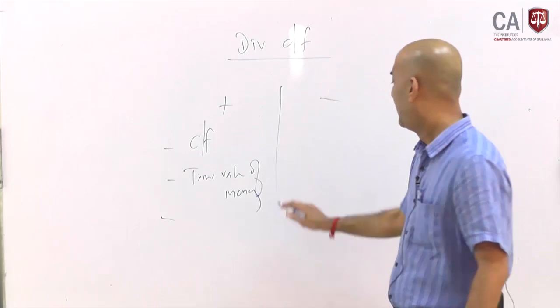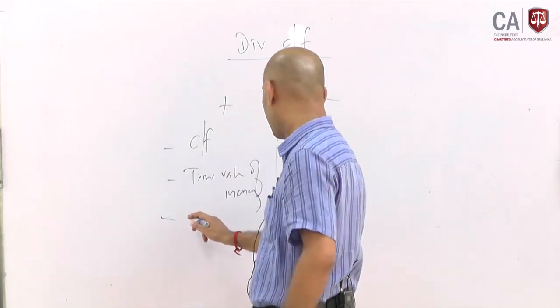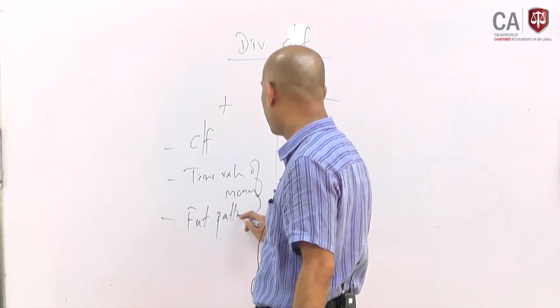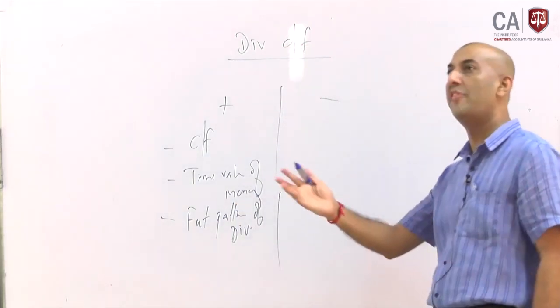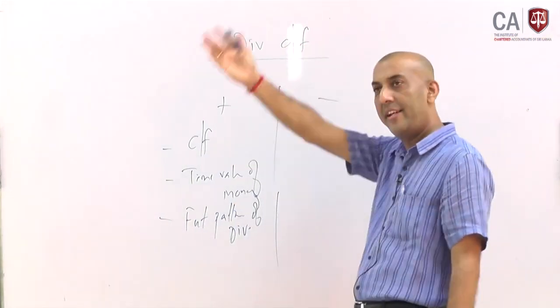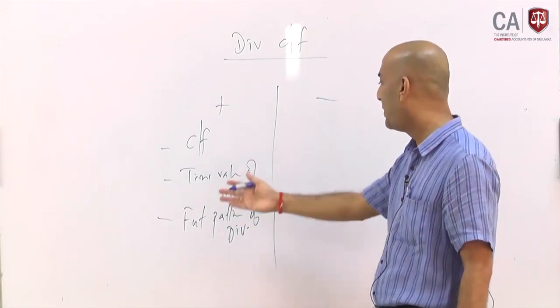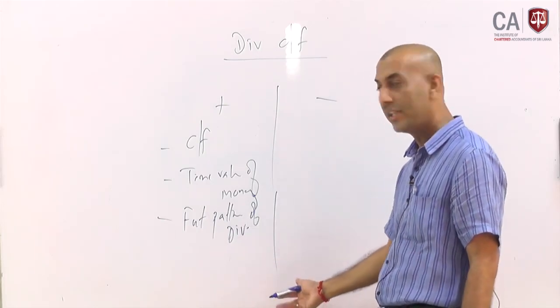Third, it takes the future patterns of dividends. If you have patterns of dividend, meaning 5 years you have a plan, 10 years another plan, all that is considered in your valuation basis. So it's a cash flow based valuation, time value of money considered, future patterns of the cash flows are considered.